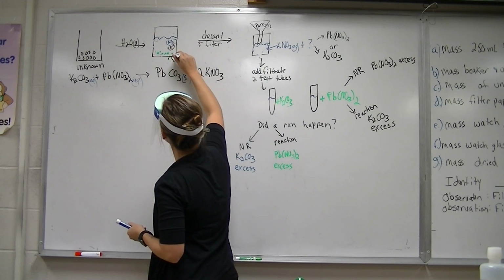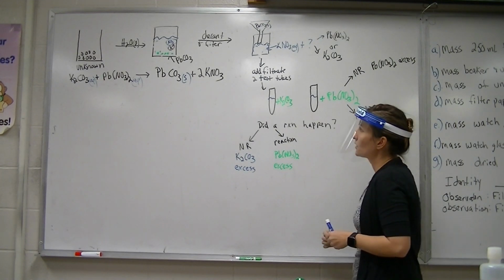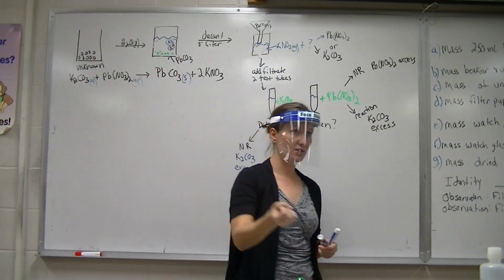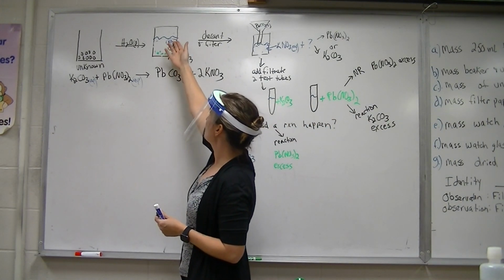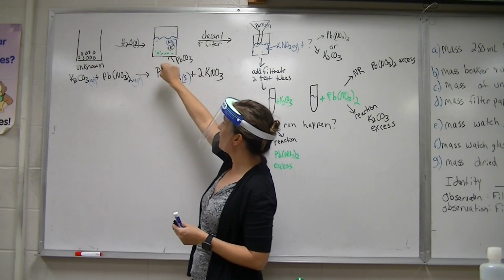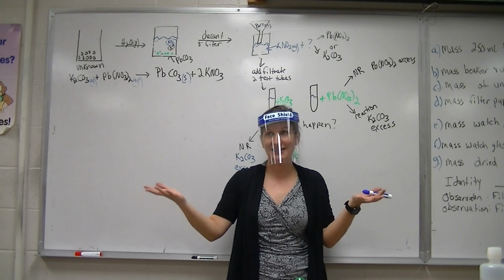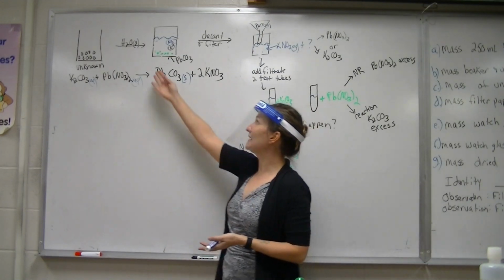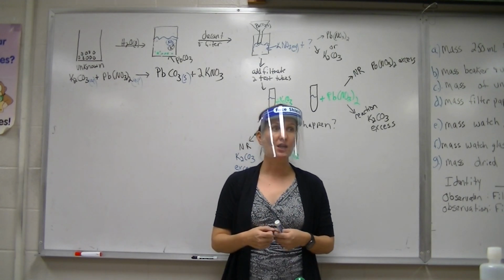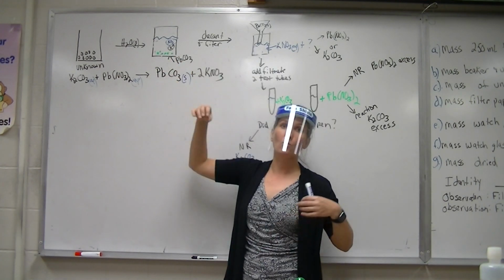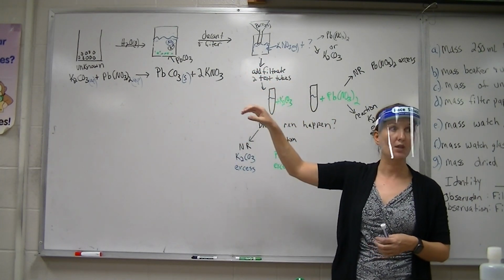So the solid is the lead(II) carbonate. We have the filtrate, the dissolved ions in solution that have K+ and NO3-. And then we have the solid, which is lead(II) carbonate. Now, this isn't a perfect system. We're going to have an excess of one of them. So there might be some lead ions still floating in there that didn't have a carbonate to pair up with. Okay? So we're going to figure out what was in excess and which one was limiting by testing the filtrate once we separate the two.